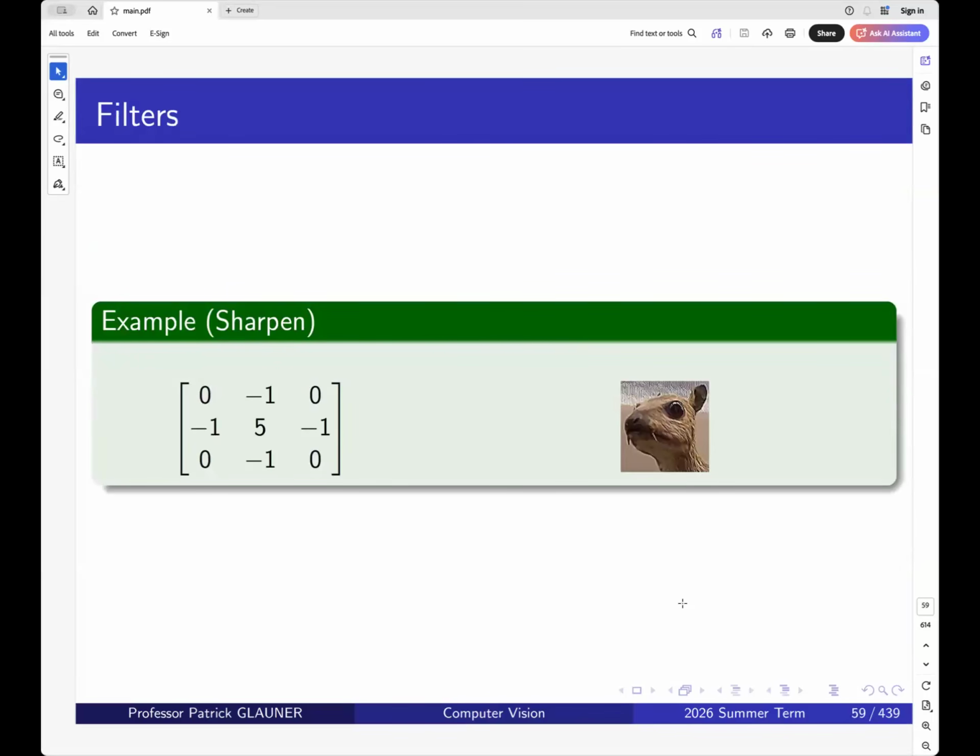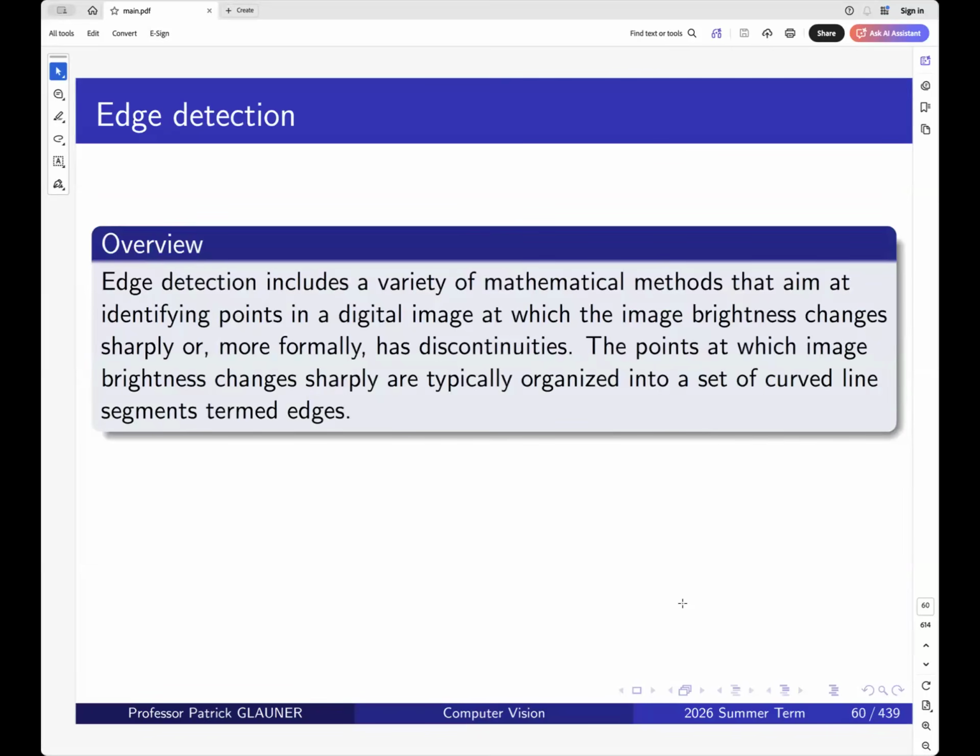Now that we have done the filters, we will look at a concrete application of filters to do a very important low-level vision task. Remember these three vision levels we started discussing an hour and a half ago. We start with low-level tasks, and those include, for example, edges. So an edge is usually just a change of intensity or brightness where you have a sharp change of intensity.